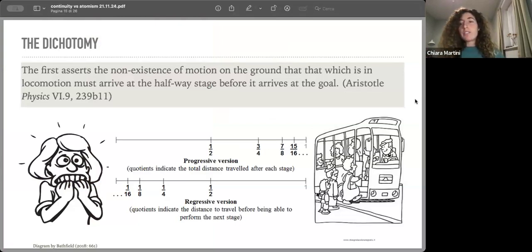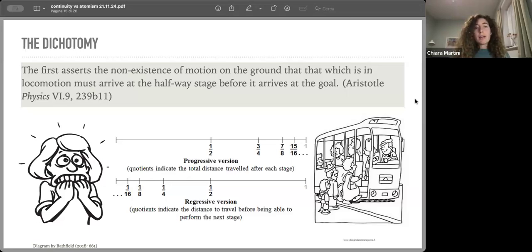So this is one of the most famous paradoxes of motion, one of Zeno's paradoxes of motion. You can give many versions of it. The idea is that if the distance between 2 points is infinitely divisible, then motion is impossible.